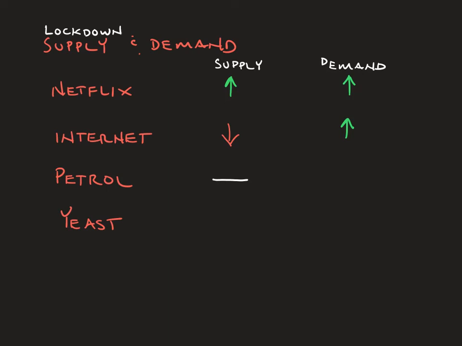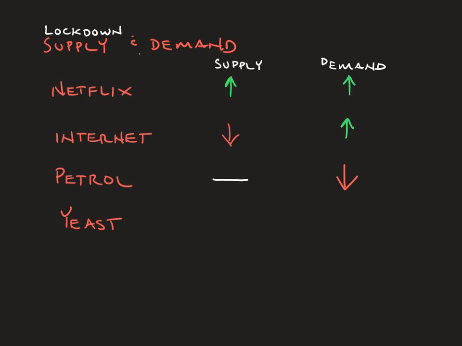If we look at the next one, petrol is basically still available. It is not changing in terms of its supply, but the demand for petrol has gone down because people aren't moving from place to place to be transported.